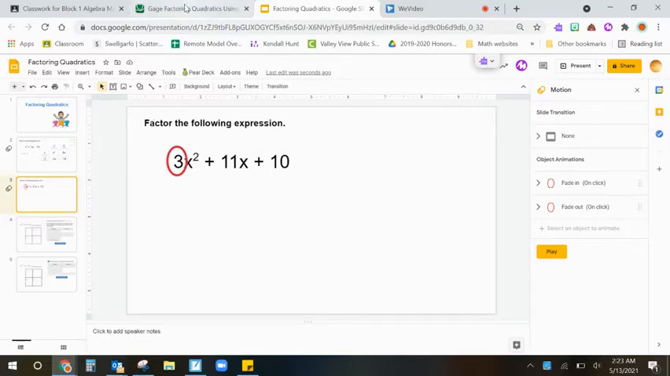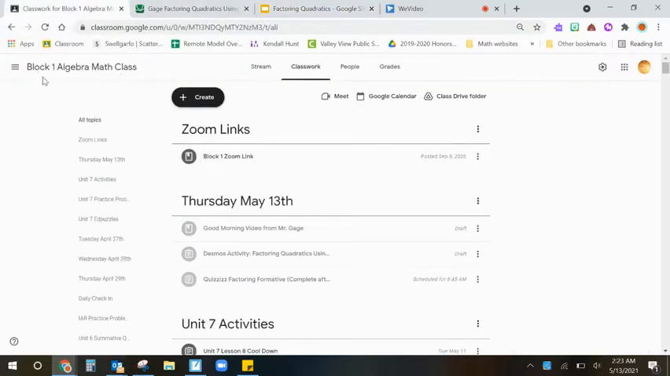Everyone's going to go to Google Classroom. This is an example for block 1, but all classes are the same. If you go to Thursday, May 13th, you're going to see 3 different activities. You just found the good morning video from Mr. Gage. That's this one. Then you have a Desmos activity that you're going to do right after this video. And then you're going to do the quizzes right after that. The quizzes will be for a grade, and so will the Desmos. And the quizzes will be graded on accuracy. So please review the Desmos activity.